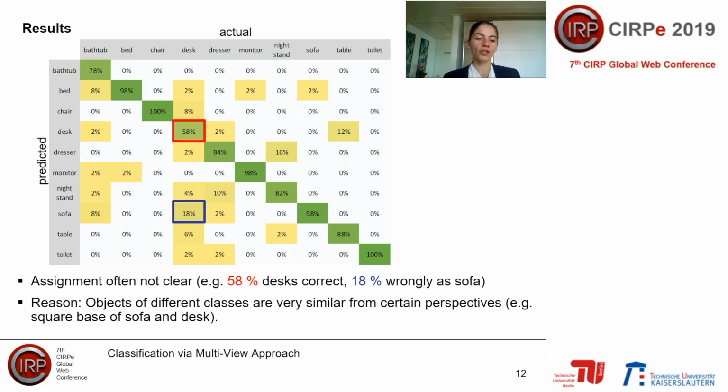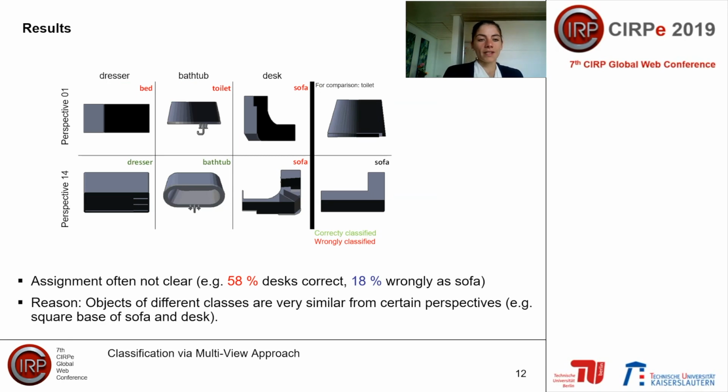We found out that objects often look quite similar from certain perspectives. For example, a sofa and a desk both have a square base, and so both look quite similar from one perspective. For example, you can see it here on these pictures in the third column. We have the class desk from two different perspectives, and from both perspectives, the 2D images were wrongly classified as sofa. So on the bottom right, you can see the picture of a sofa from these perspectives, and probably the CNN learns to link this angle shape more to a sofa than to a desk, and that's the reason why those desks were wrongly classified.